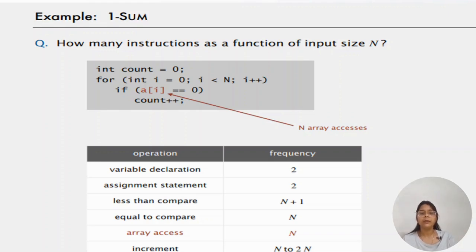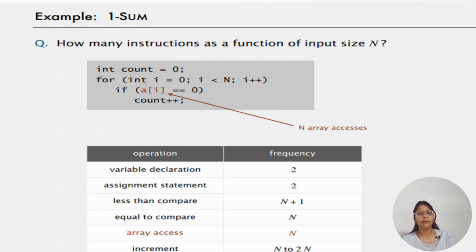As you can see in this particular code, there is int count equals 0. Count is a variable which is declared as an integer and its value is equal to 0. Similarly, i is also an integer and it is also assigned 0. And you are executing one loop, which is i equals 0 to i less than n, incrementing the value of i every time. So the operations happening in this sum program are variable declaration, assignment statements, less than compare, equals to compare, array access, and increments. Only these 6 operations are being performed in this particular sum program.